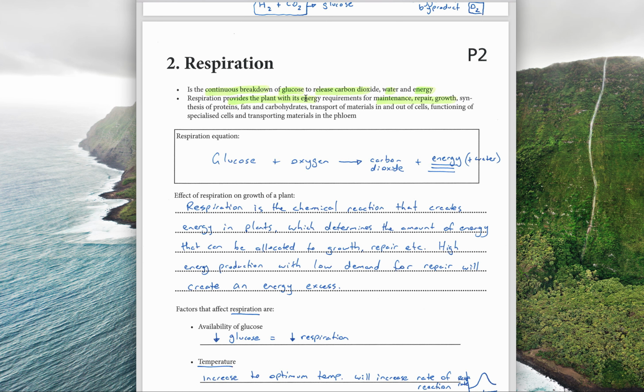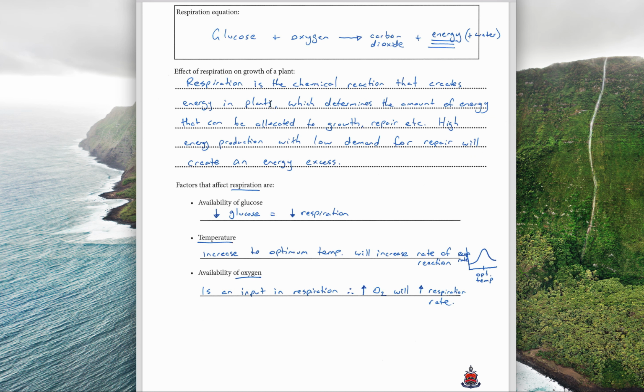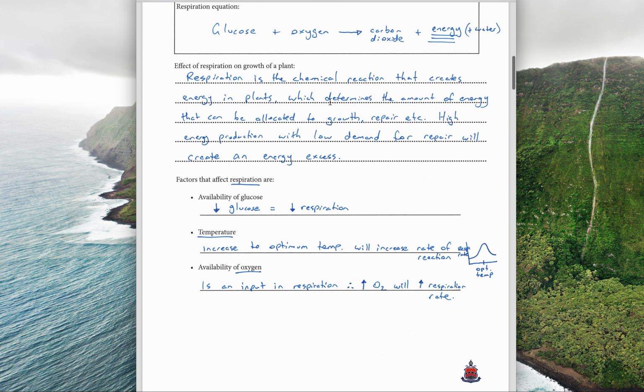This energy is used for maintenance, repair, and growth. Without respiration, you'd have the energy, you'd have the glucose, but you wouldn't be able to break it down to do anything with it. So respiration breaks the glucose down to do something with it, and it determines the amount of energy that can be allocated to these things. High energy production with low demand for repair to the plant will create an energy excess.